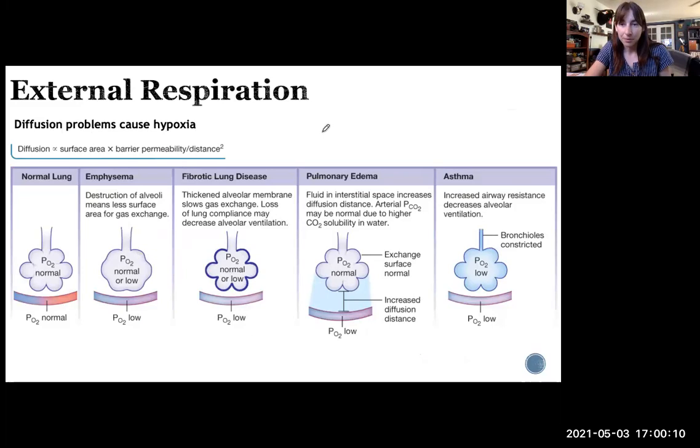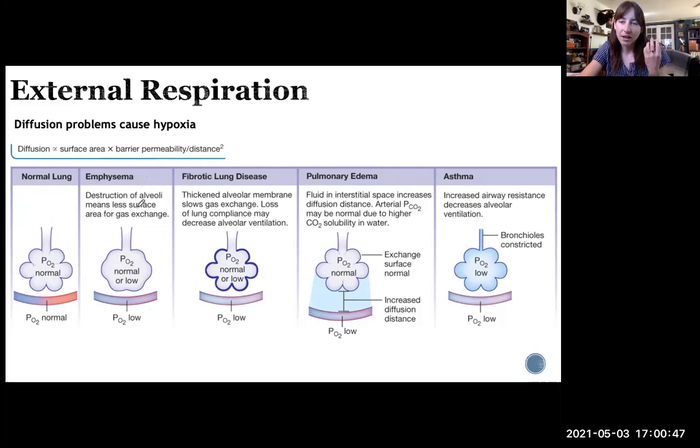All right, diffusion problems are what cause hypoxia. Okay, so hypoxia, again, is not enough oxygen getting to the tissues. In a normal lung, you have deoxygenated blood passing by your alveoli. The oxygen goes from the alveolus into the blood. Carbon dioxide leaves the blood and goes into the alveolus at the rate needed for you to be happy and healthy. A few different things can cause hypoxia. Emphysema, where your alveoli are damaged or destroyed.